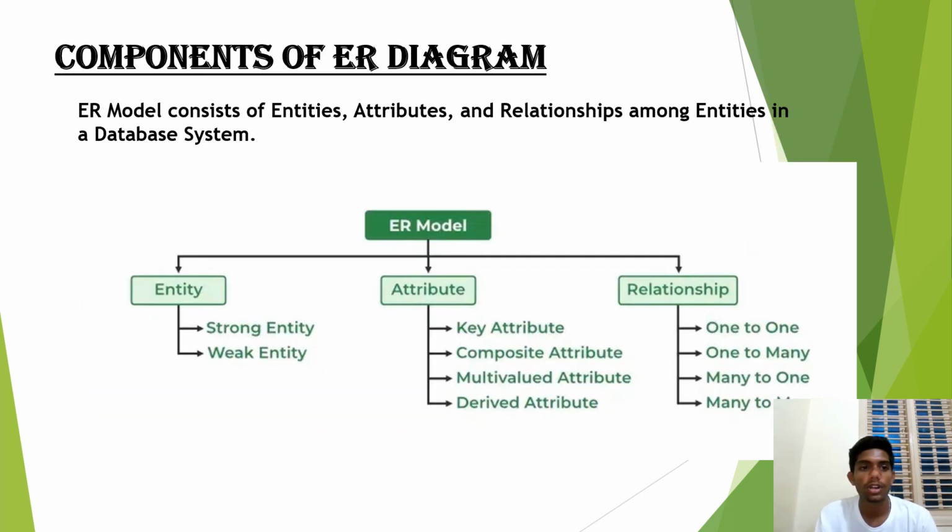The components of the ER diagram. ER model consists of entity, attributes, and relationships among entities in a database system. In entity, there are two types, strong entity and weak entity. In attribute, we have key attribute, composite attribute, multi-valued attribute, derived attribute. In relationship, there are relationships such as one to one, one to many, many to one, and many to many.